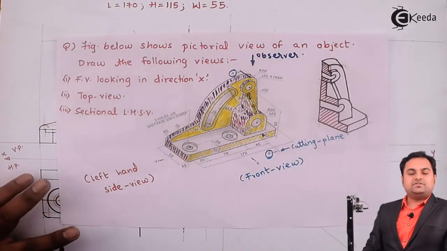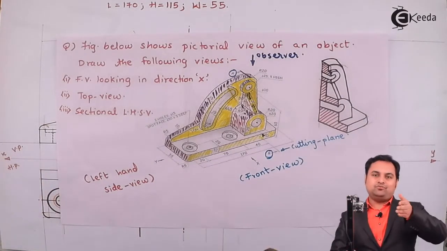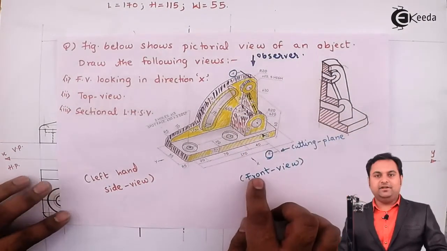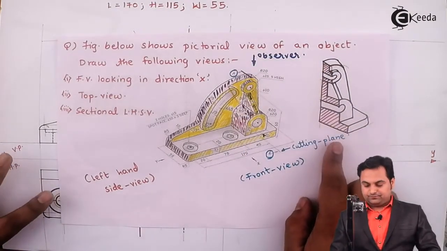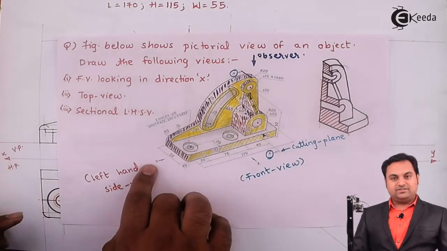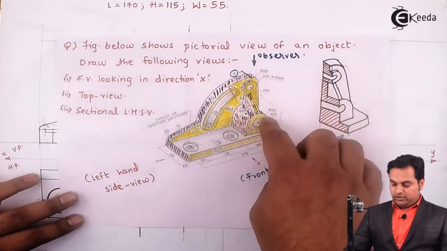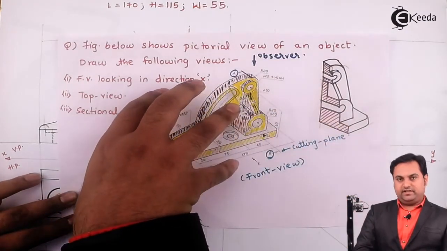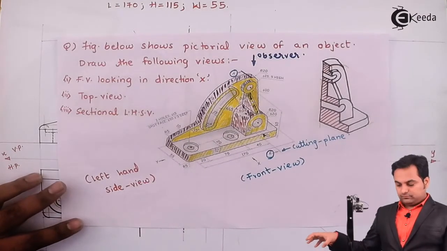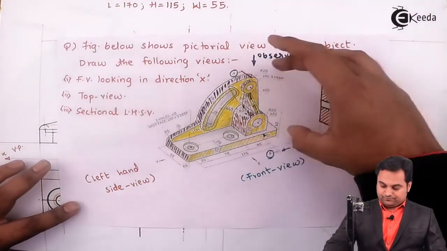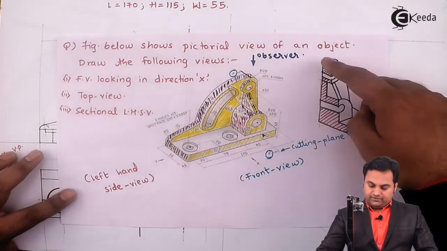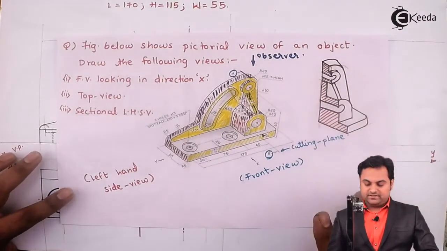So here is the sectional side view, that is, when the object is being cut about this section plane AB, it will look like this. That is, when I'm looking along Y direction, after cutting it along AB, the portion which is there in front of me would be removed, and whatever remains is only this part. So the sectional side view should look like this.